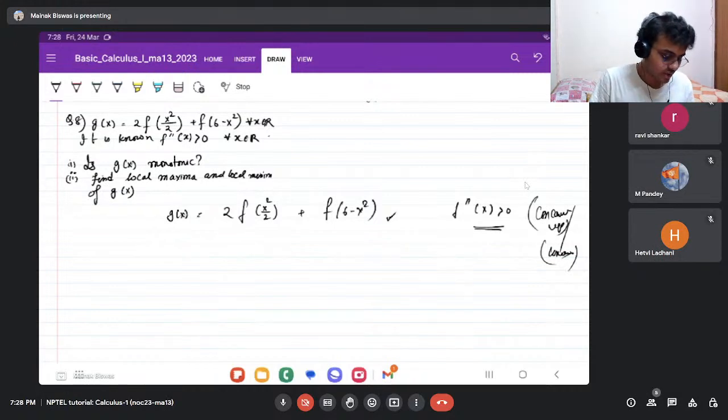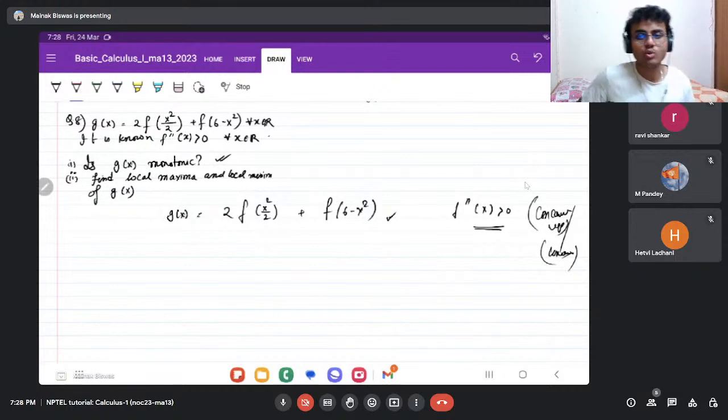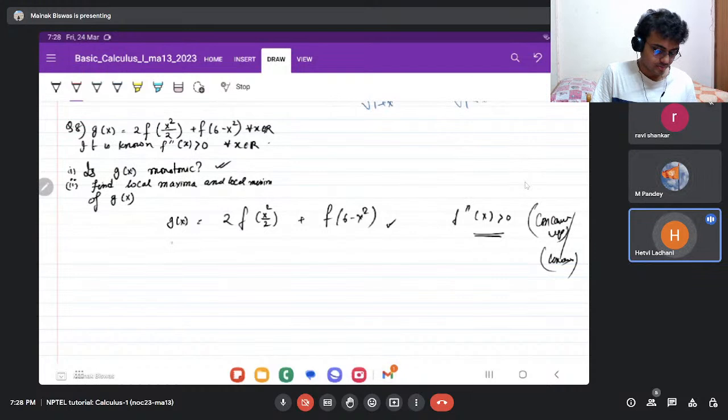What is the idea? Your first question is monotonicity. For monotonicity, what should I do? I have been doing this type of question for a long time. Now you should tell me what my step should be to comment on monotonicity. You will find g dash x, and if g dash x is positive, then it is strictly increasing, and otherwise strictly decreasing. Correct.